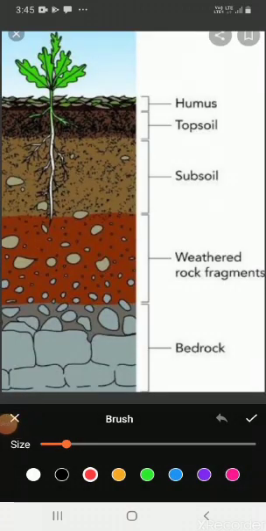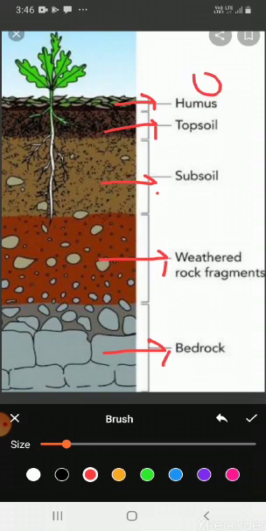Our next topic is layers of soil. Soil is formed by the decaying of rocks. Soil formation takes place in different layers. The names are, first humus. Next, topsoil. Next, subsoil. Next, weathered rock. And last, bedrock. Humus is also called O horizon. Topsoil is called A horizon. Subsoil is called B horizon. Weathered rock is called C horizon. And bedrock is called D horizon.